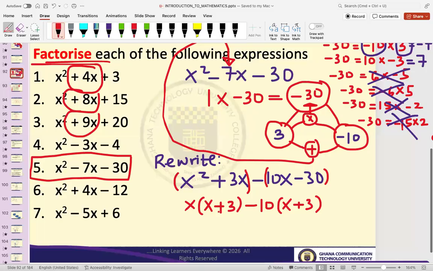And so we now have our common factors, x plus 3, x plus 3. You pull the x plus 3 out. And then you combine the ones outside. You have x and negative 10. And this brings you to the final result of question number 5.